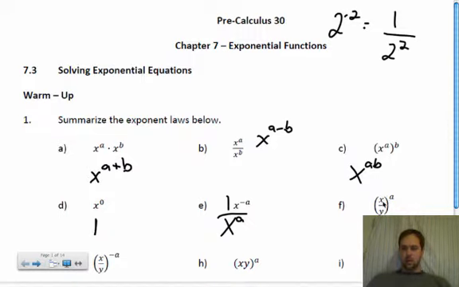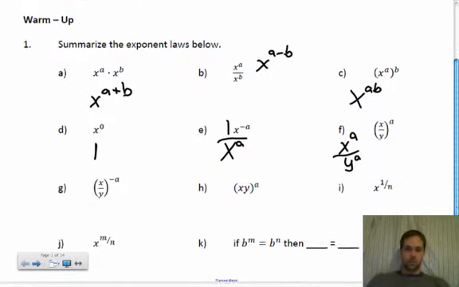Next, x over y, both to the power of a. These can be treated as separate and both raised to the same power. Since they're in the brackets, that power gets applied to both the x and the y. All right, moving on.